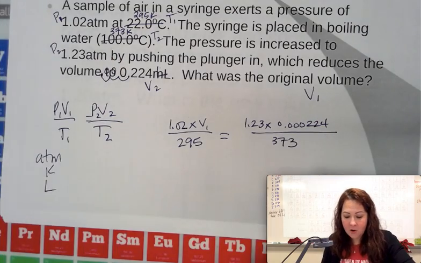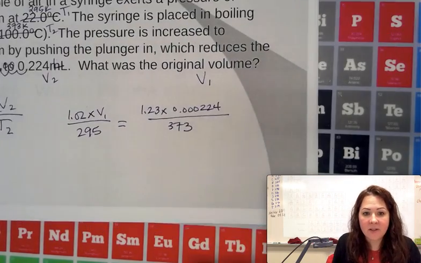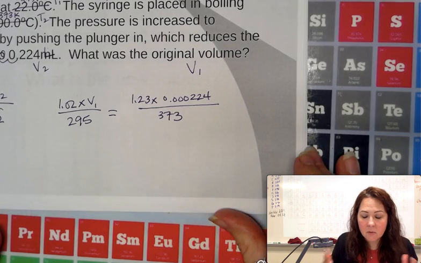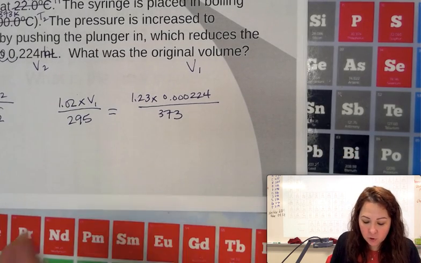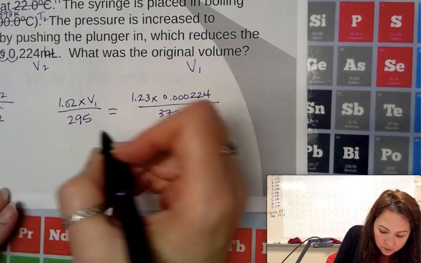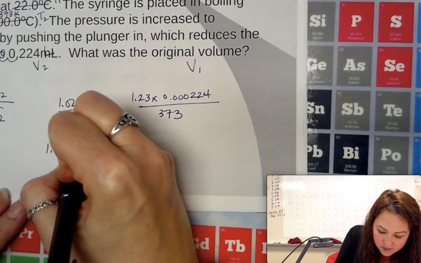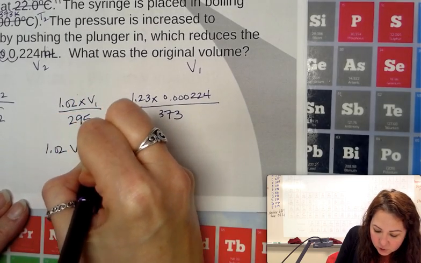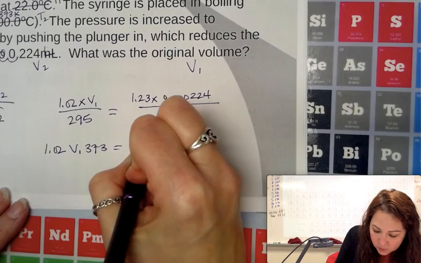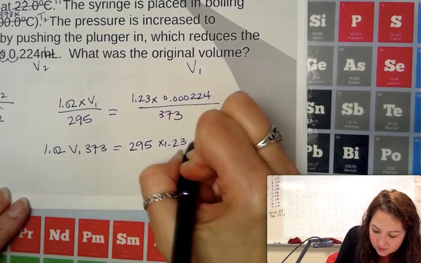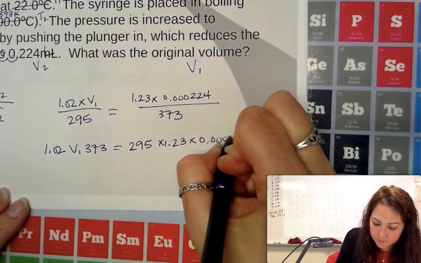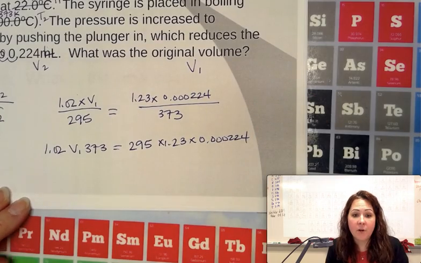Now, once you have all of that, we're going to go back like we did with the last problem set, and we're going to cross multiply. 1.02 times V1 times 373 is equal to 295 times 1.23 times 0.000224.